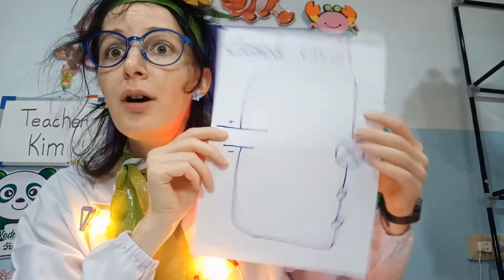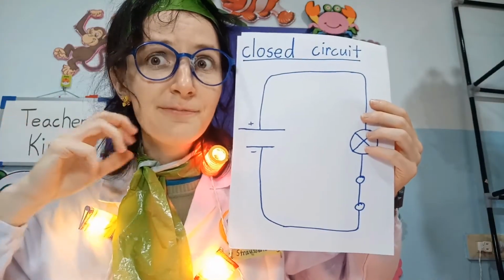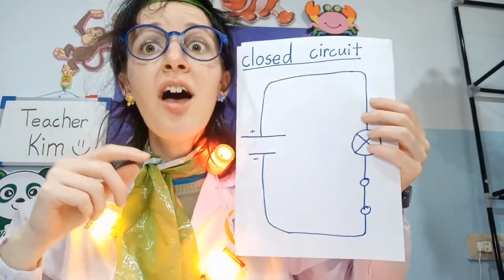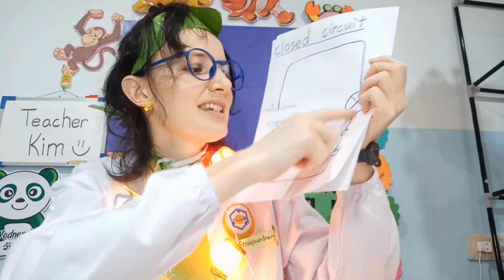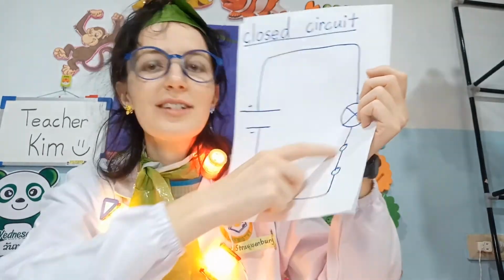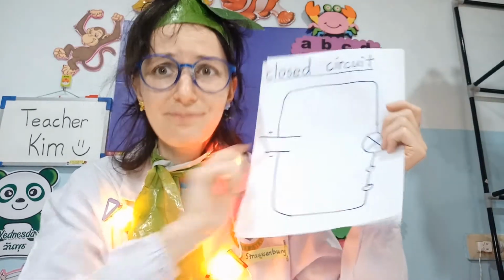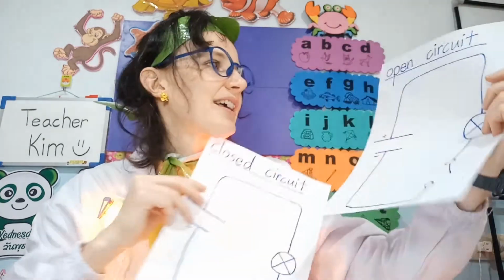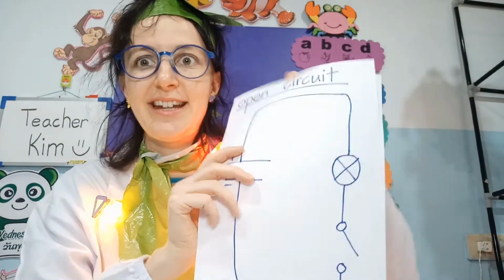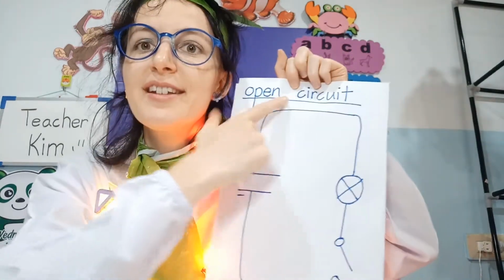Is the light bulb on or off? It is on. The electricity can flow throughout the circuit because there is no space, there is no break. Now let us look at the open circuit. Everyone say open circuit.